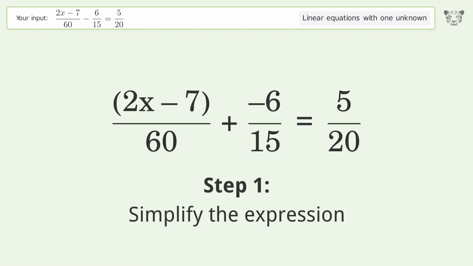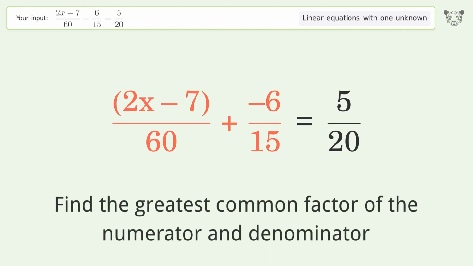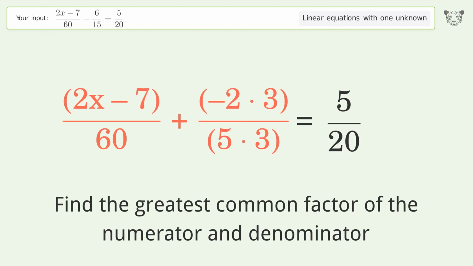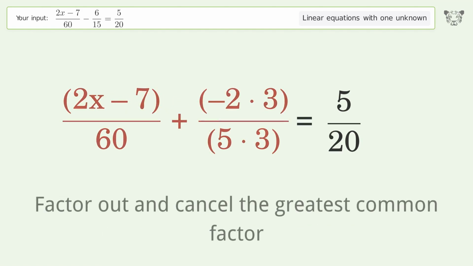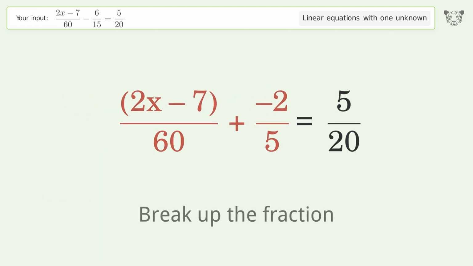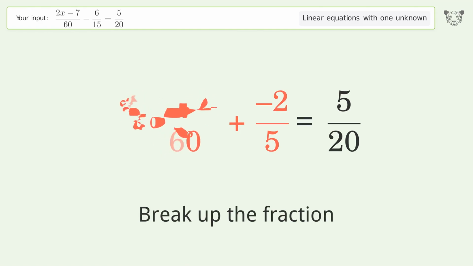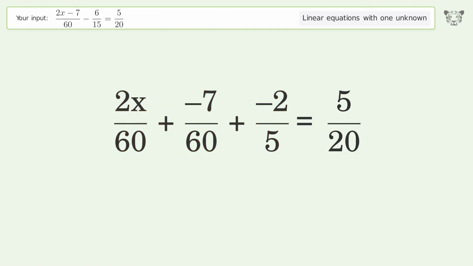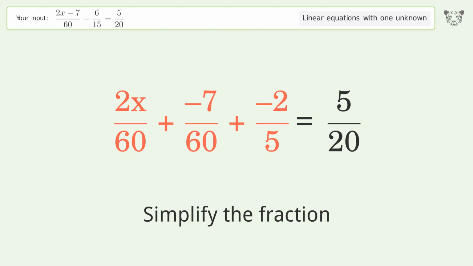Simplify the expression. Find the greatest common factor of the numerator and denominator. Factor out and cancel the greatest common factor. Break up the fraction. Simplify the fraction.